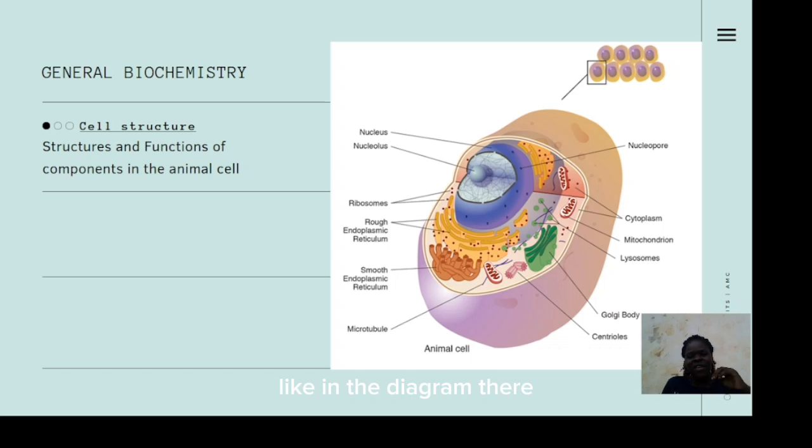Like in the diagram there, you're seeing the structure of animal cells. We are dealing basically with animal cells because we are in clinical chemistry. We are not going to emphasize so much about plants, but of course, from the basis of maybe O level and A level, you would have appreciated the cell structure of plants from that of animals, from that of bacteria. So that is the cell structure for animal cells. We are going to be talking about it in detail with time.